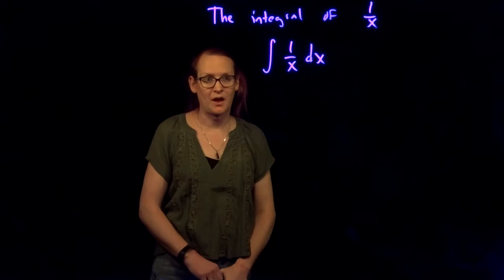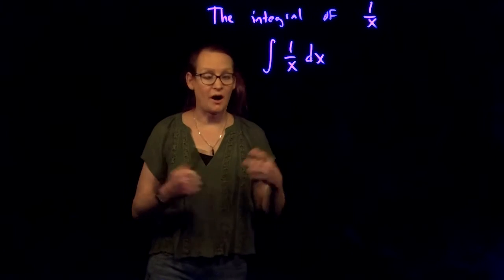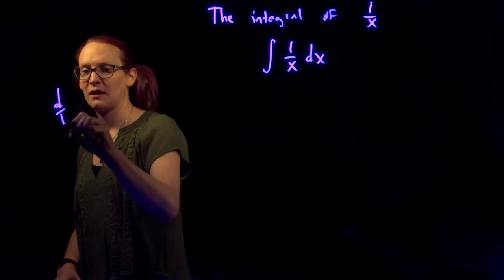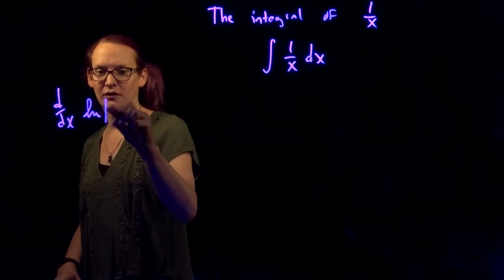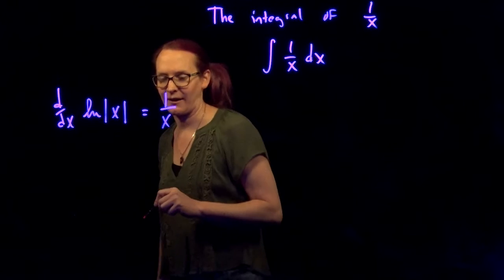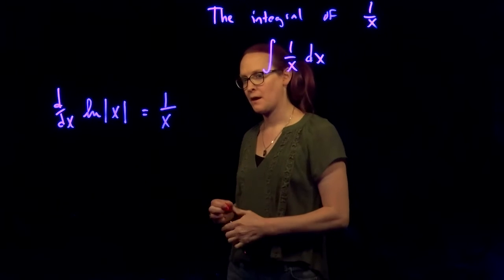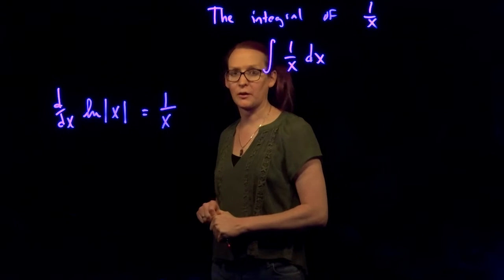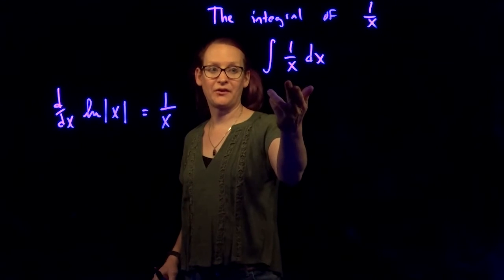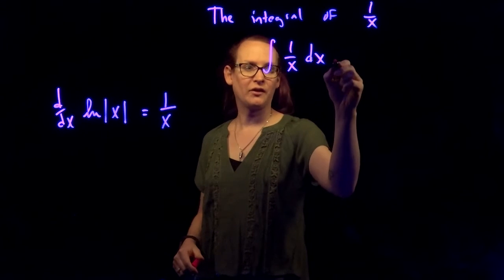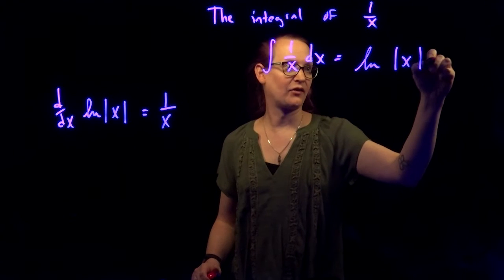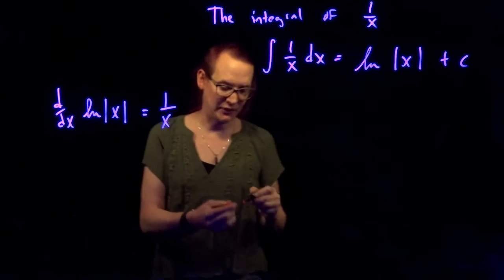In this case, my integrand is 1 over x, and we seek to find a function whose derivative is 1 over x. Okay, so I happen to remember from the world of differentiation that d/dx of the natural log of the absolute value of x is equal to 1 over x. I remember that, and it's beyond the scope of this video to prove it for you. What that means is that this integral right here is equal to the natural log of the absolute value of x plus some constant c.